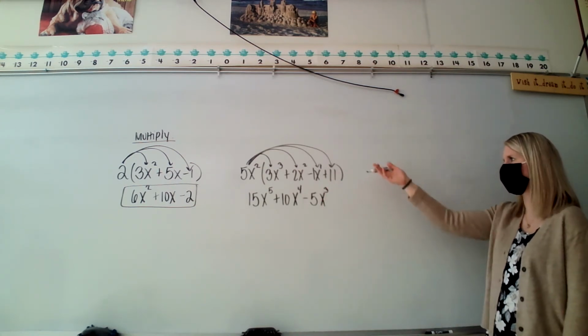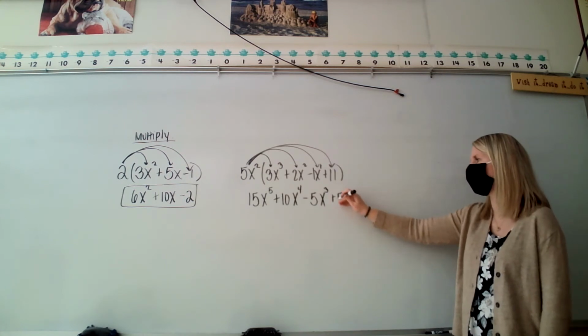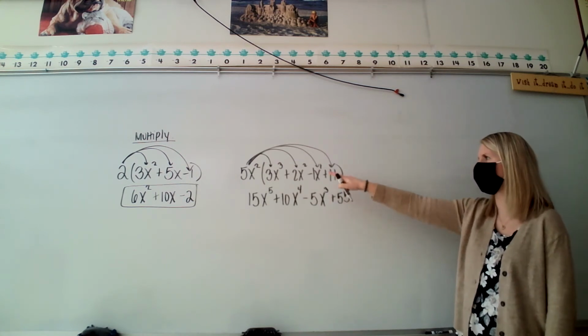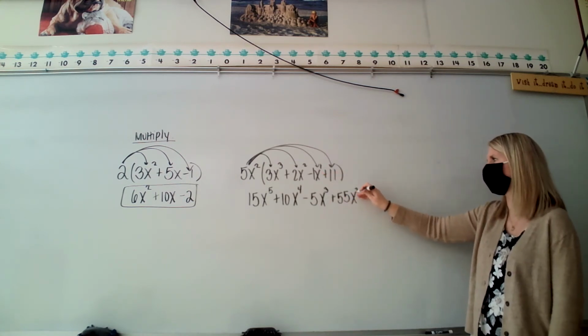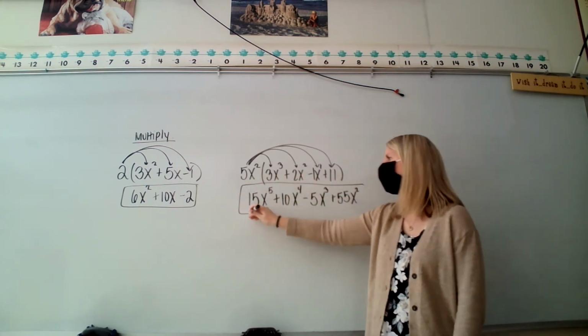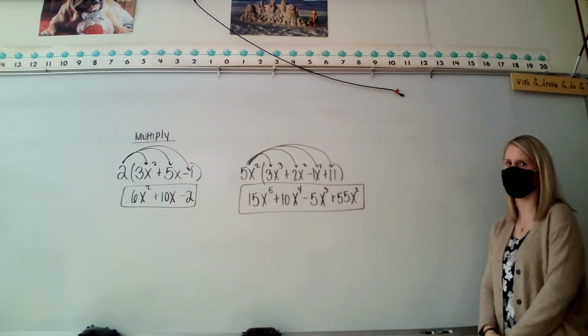And last but not least, when you multiply the coefficients and you get 55, there's no exponent to add to that, so it just stays as x squared. That's what your final would look like.